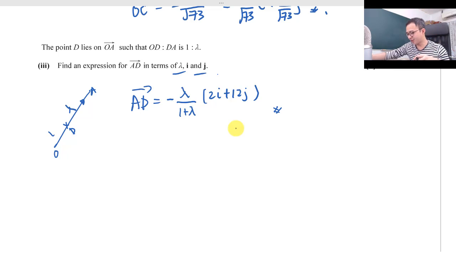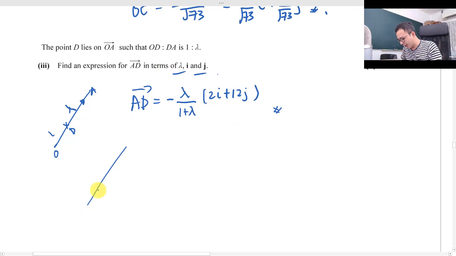Okay, the first thing, lambda actually is given. We have OA because they say D lies on OA, right? This is OA. D might be somewhere here. We do not know where D is, so I just assume any point can be D. And then they say OD is 1. So O to D is 1. And DA is lambda, based on the ratio given here.